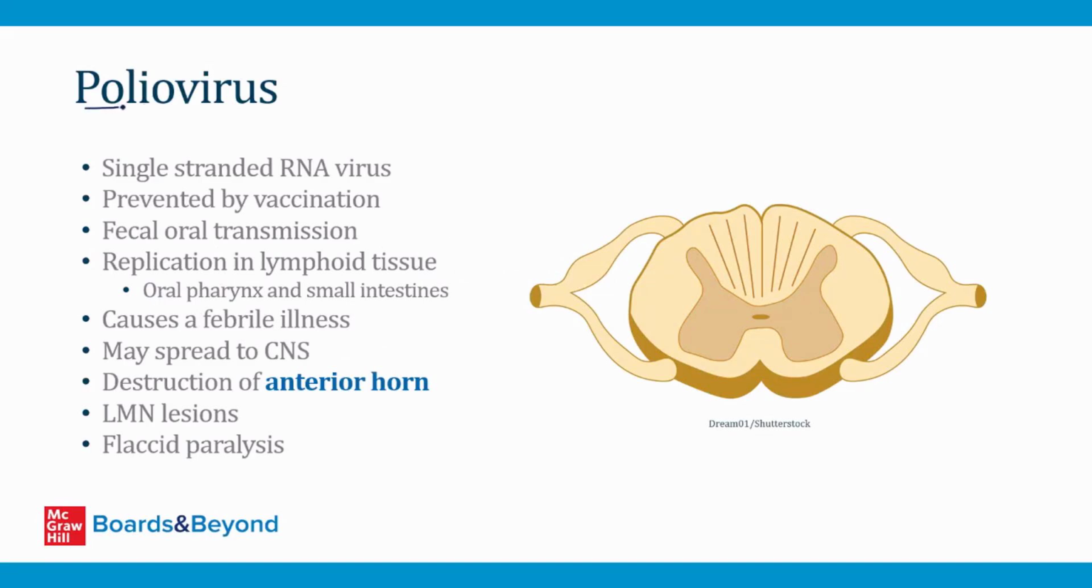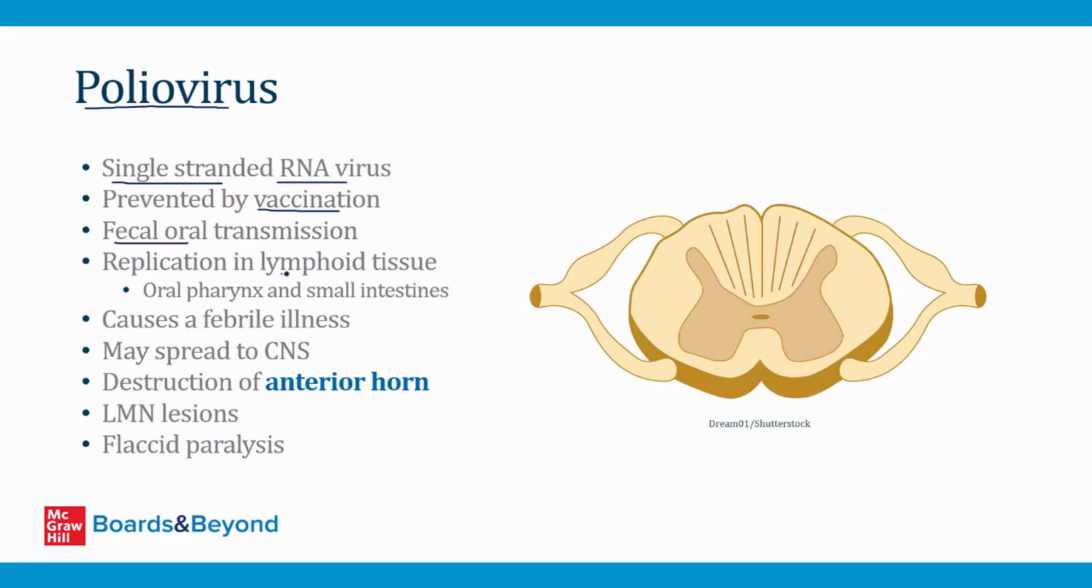Let's start by talking about poliovirus. So, poliovirus is a single-stranded RNA virus that can be prevented by vaccination. Polio infection in the modern era is very rare, and that's because of vaccines. It's transmitted in a fecal-oral fashion, so people who are infected can shed the virus in the stool, and then it can gain access through the oropharynx.